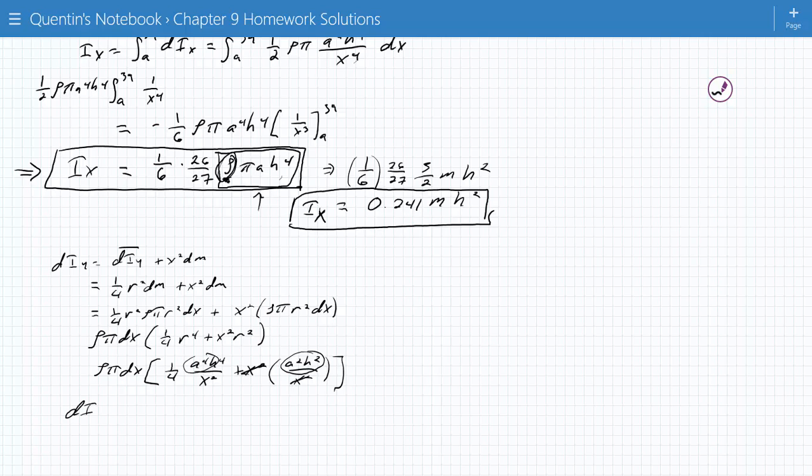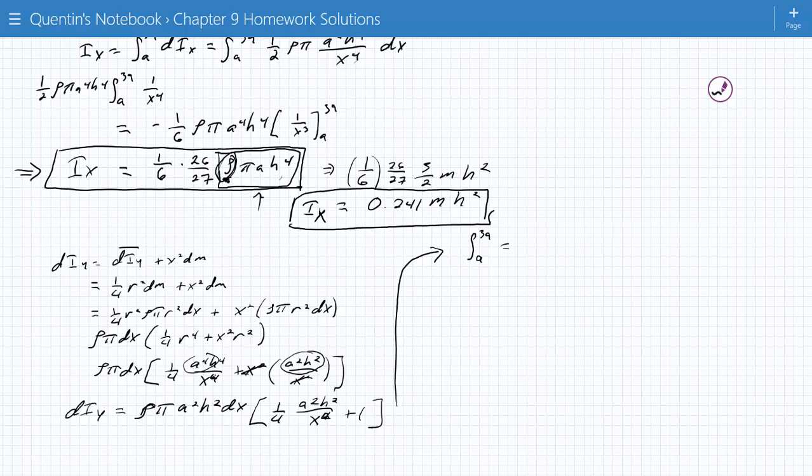So I'm going to say, again, dI is rho pi a squared h squared dx times 1/4 of, this ends up still being a squared h squared over x to the 4th. Sorry, can't read my own writing. x to the 4th plus 1. Okay, now I'm running out of space, so I'm going to come back up here. And so I'm going to start integrating that out. And I want to integrate from a to 3a.